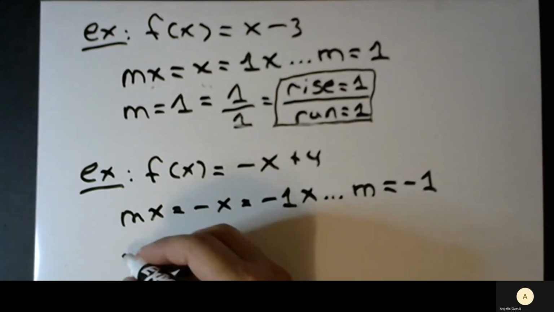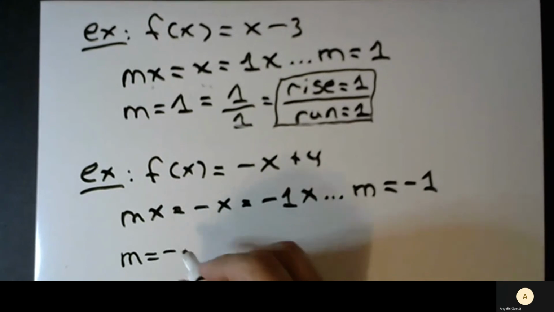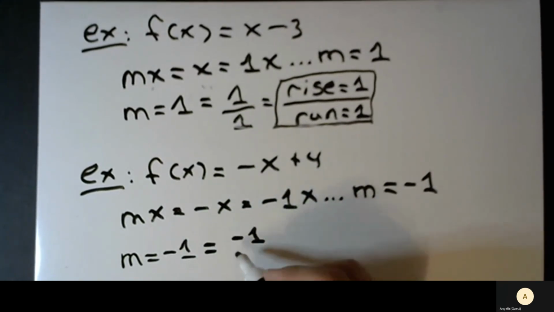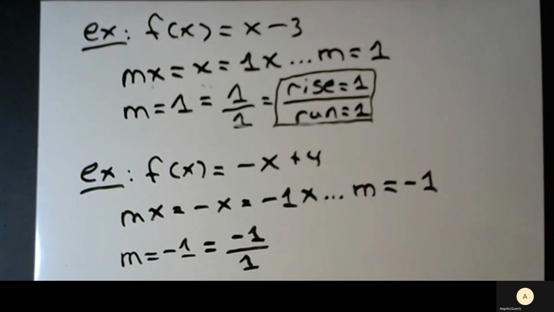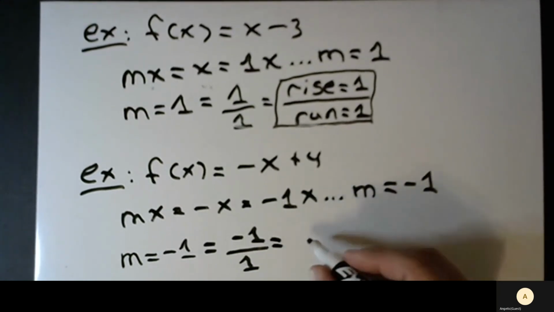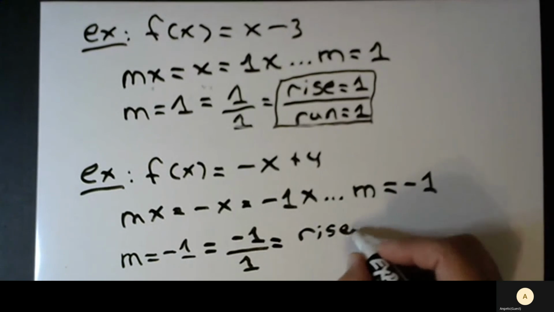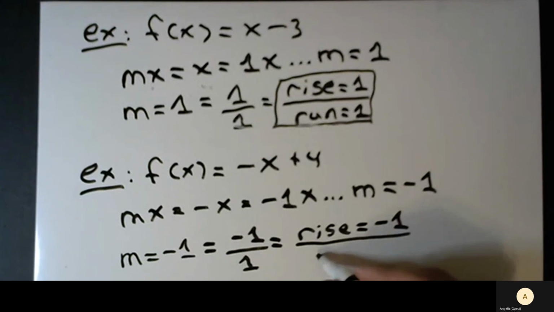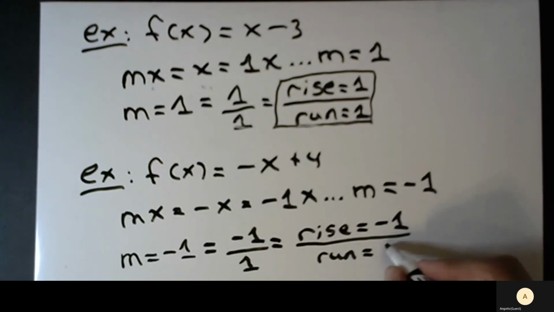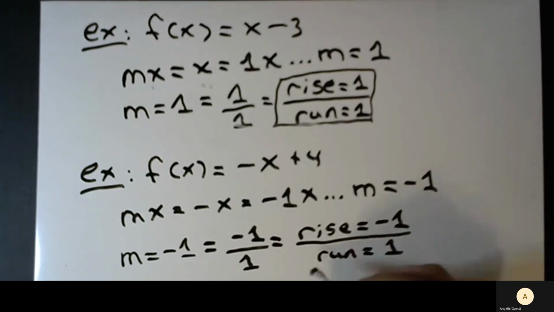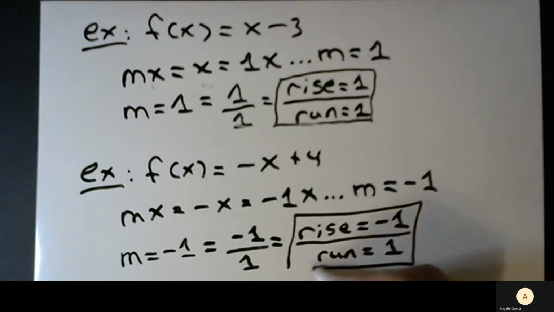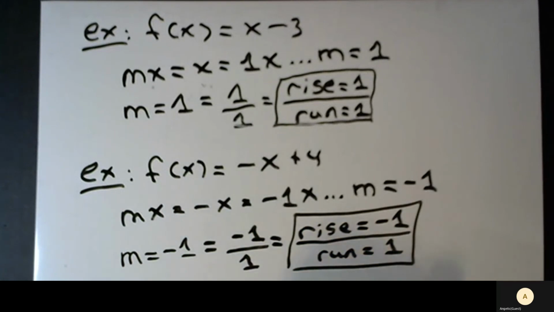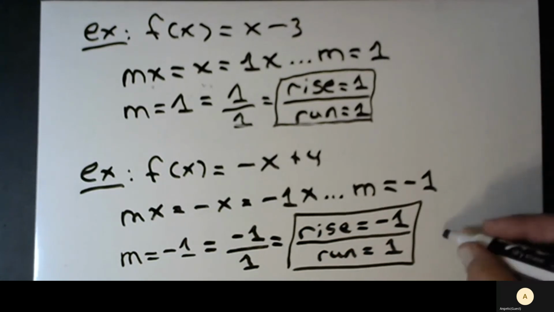And then, just like above, this is a whole number. So we can call this negative 1 over 1, or a rise of negative 1 and a run of 1. And again, a rise of negative 1 means a drop of 1 as we go left to right. We're going to drop down 1.